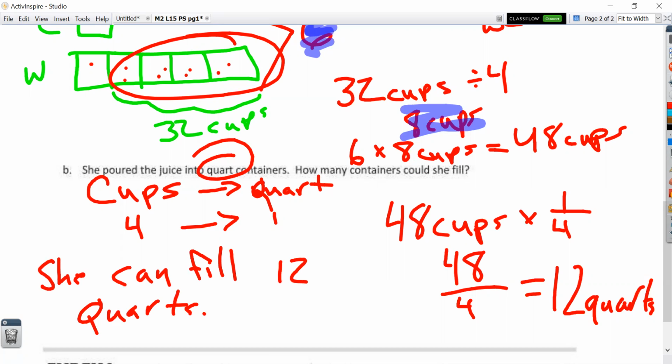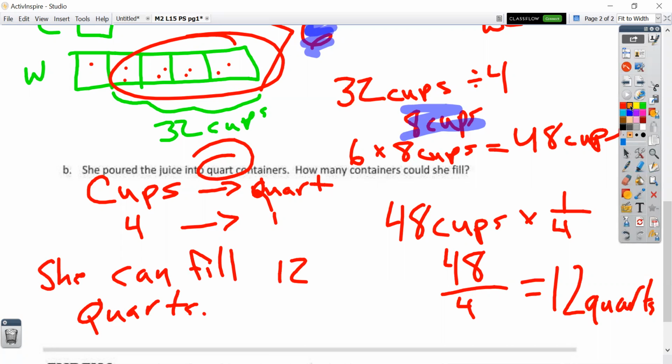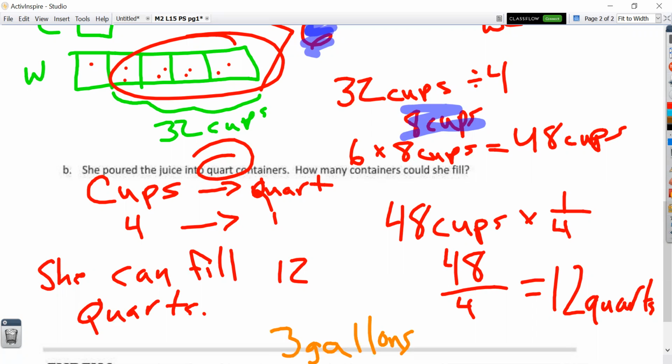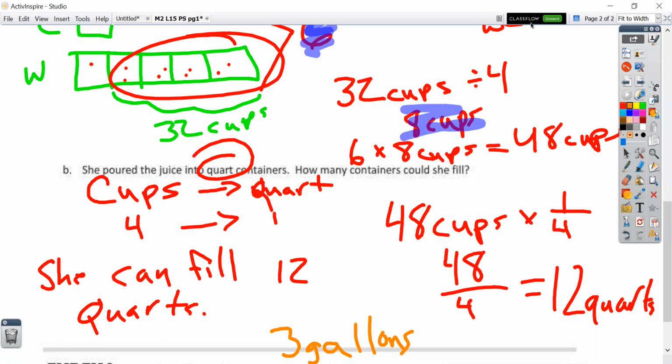For a little extension, how many gallons could she fill? With 12 quarts, there's 4 quarts to a gallon. So how many gallons would that be? Yeah, it would be 3 gallons. All right, nice job. That was just a little extension, that 3-gallon part, but now we are going to our exit ticket.